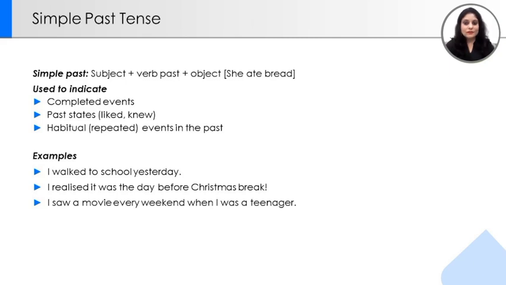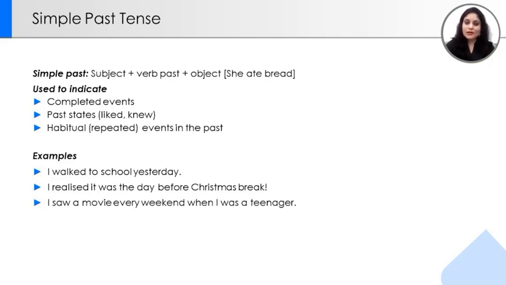The third use of the past tense, as was told, is about habitual and repeated actions that have happened in the past. As the example suggests, I saw a movie every weekend when I was a teenager. This action is a habitual, repeated action. The one word that makes this action a habitual action is the adverb every. So these, friends, are the very obvious uses of the past tense in English language.